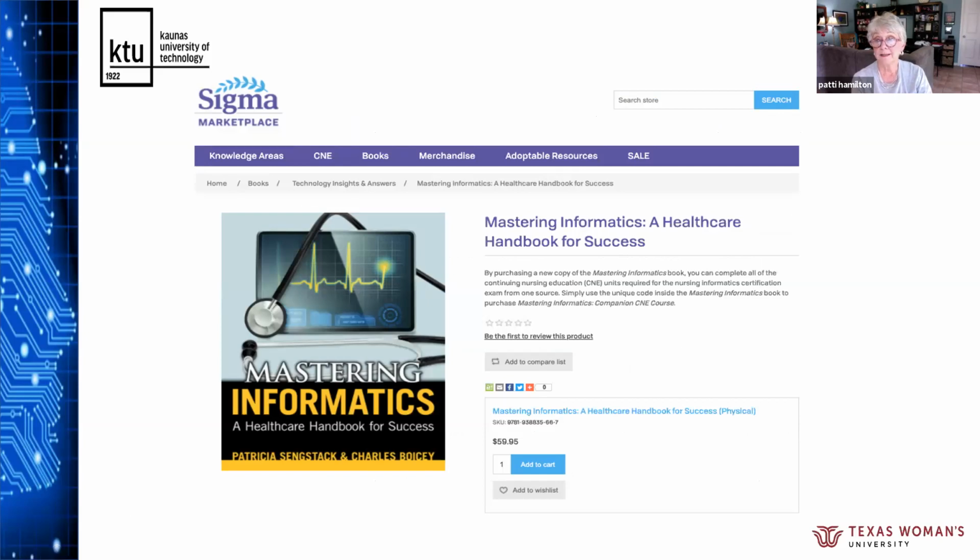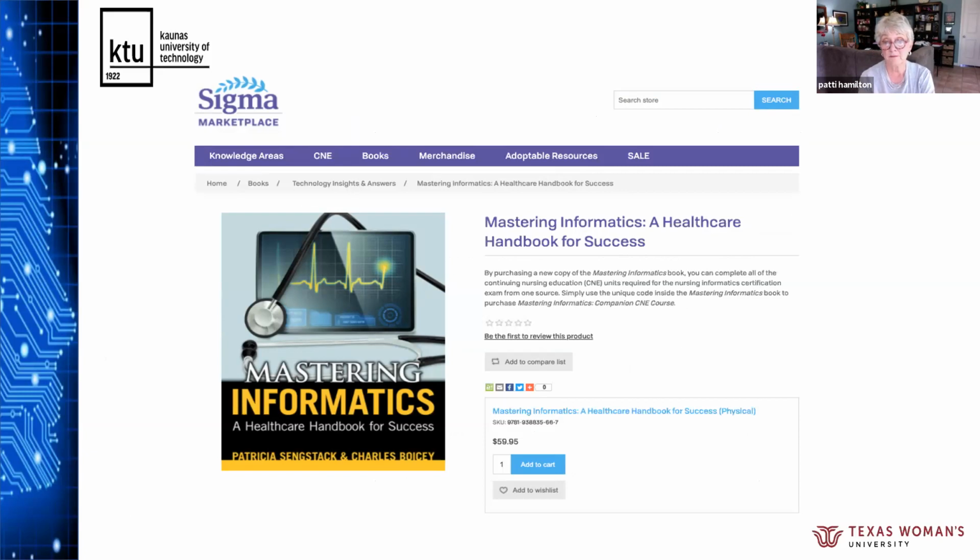Now, we're about at the end of the slides. I want to say that my students use this textbook, Mastering Informatics, for a couple of reasons. It was published by Sigma Theta Tau International, and that is a very credible organization. It has a lot of good information for beginning users of informatics, leadership, and actual users.